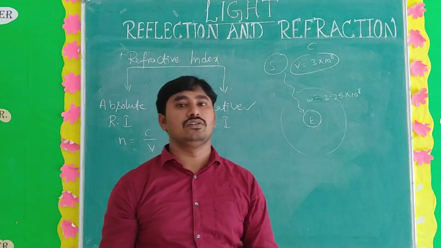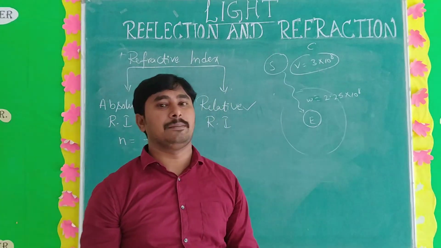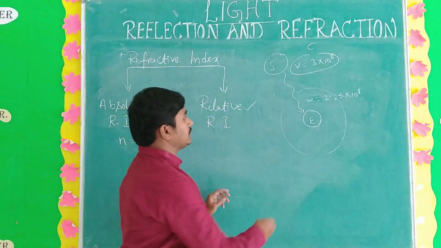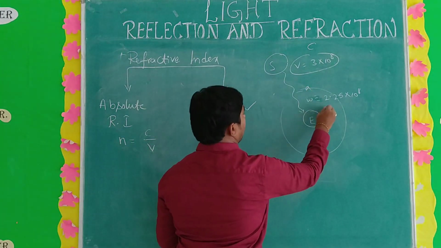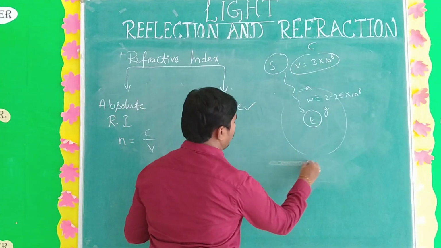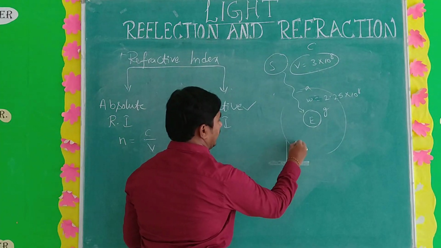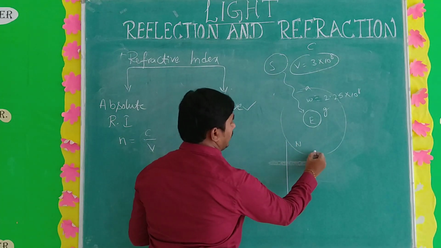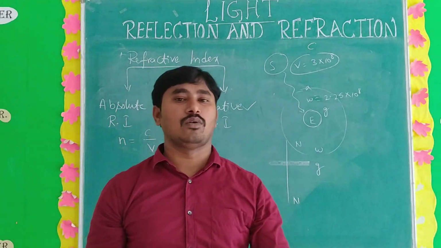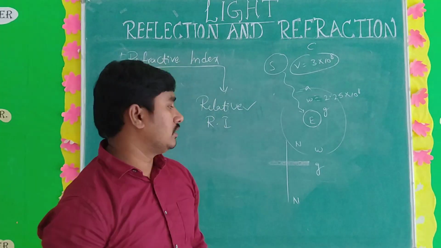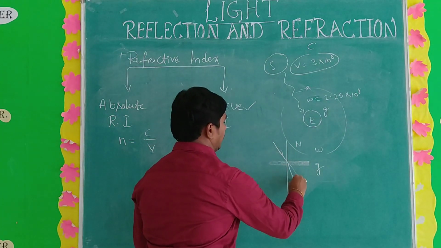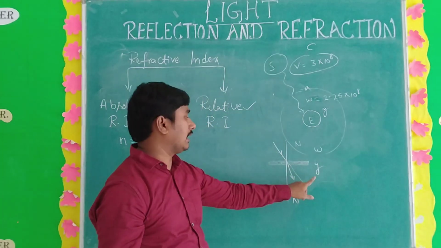Then what about relative refractive index? Relative means you have to compare two mediums, any two mediums, maybe air and water, or water and glass. Light travels from one medium to another. For example, I take water and glass, and the light ray travels from one medium to the other. Here water is a rarer medium and glass is a denser medium.